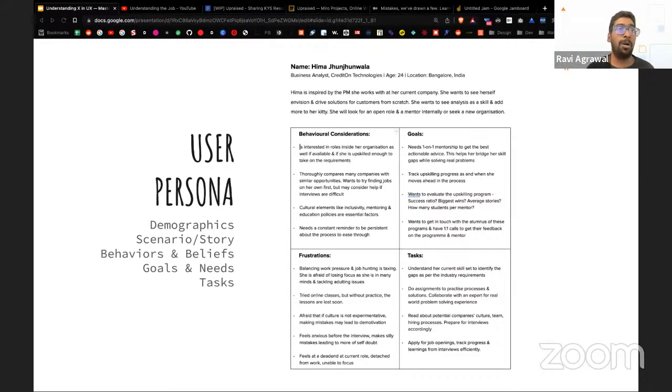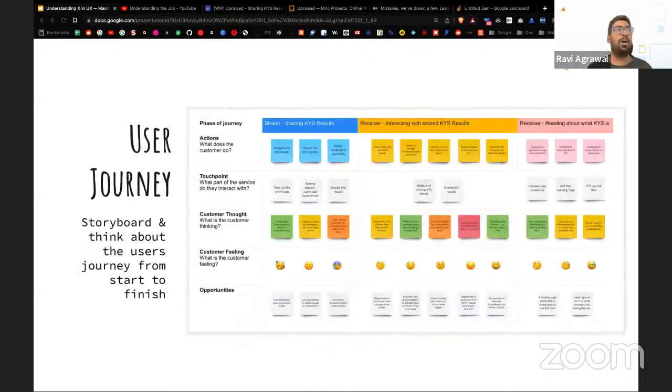But what are the tasks that she needs to get done to go through the process? You write down the tasks, you write down the behaviors, you write down the goals, you write down frustrations. You have already empathized so well with the user that nobody else has. Know thy user, for they are not you. And this is really important, guys. Once you have done your user persona, we'll talk about the user journey, and I'll show you all of this in depth once we are going through the case study.